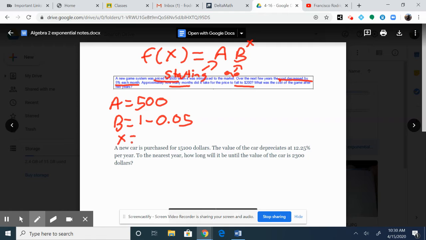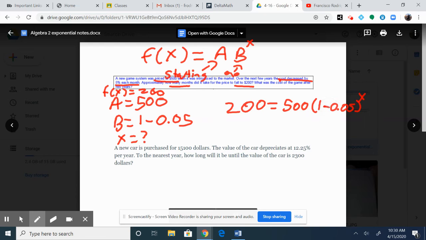So x is a number that we don't know. X is what we don't know, and we know that the final answer, which would be our f of x, would be 200. So putting that into an equation, we have 200 equals 500, and then 1 minus 0.05 to the power of x, because we don't know how many months it takes.